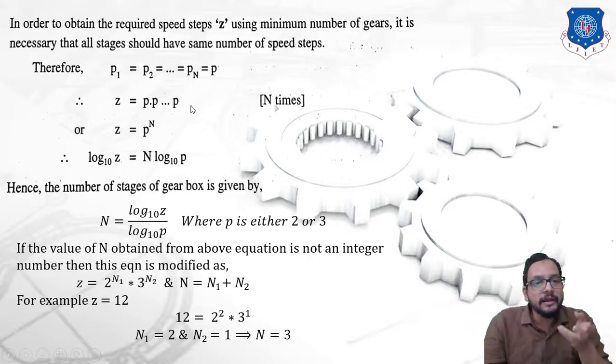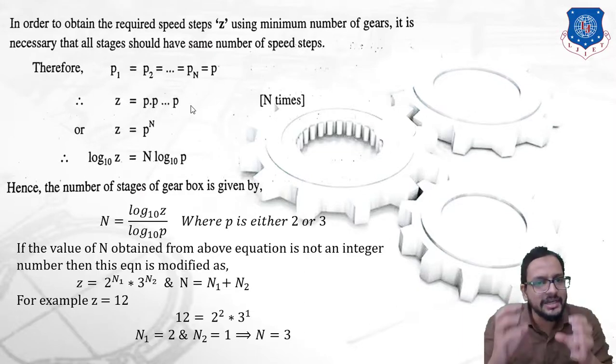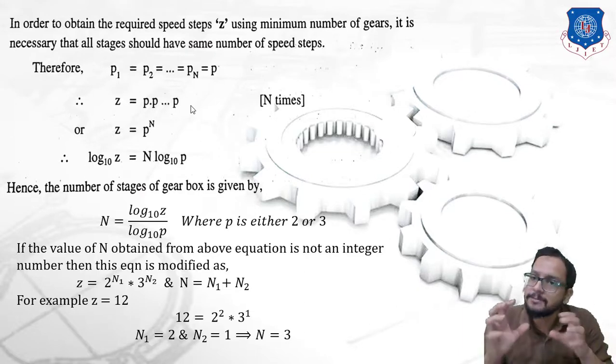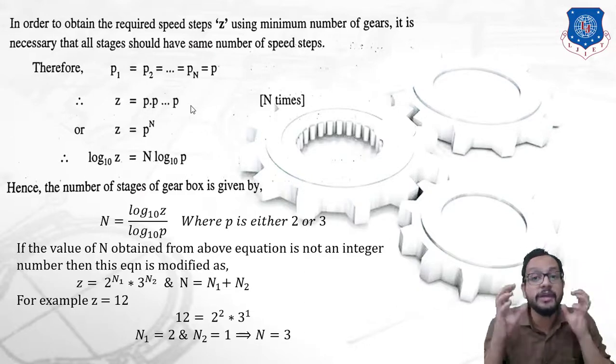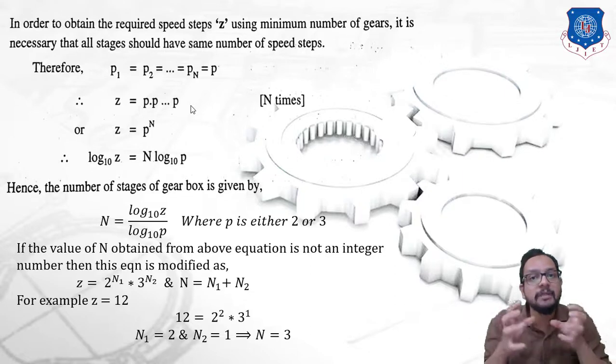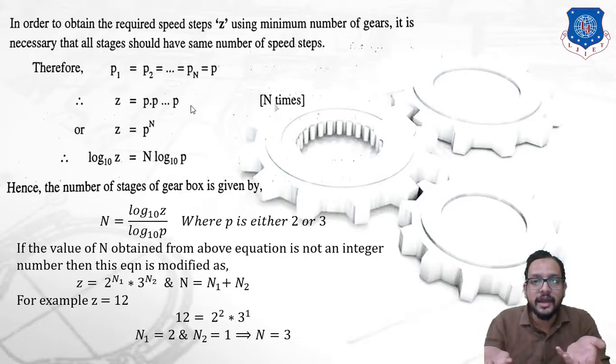Why are we writing P into P into P? Because we are considering that in each stage the number of speed steps would be the same. Now why are we considering this? We need to obtain the minimum number of gears. We need to design a gearbox in such a way that we use a minimum number of gears, so that compactness could be increased and we can obtain high speed steps. Now can I write this equation in a further form? Z is equal to P raised to n, right?